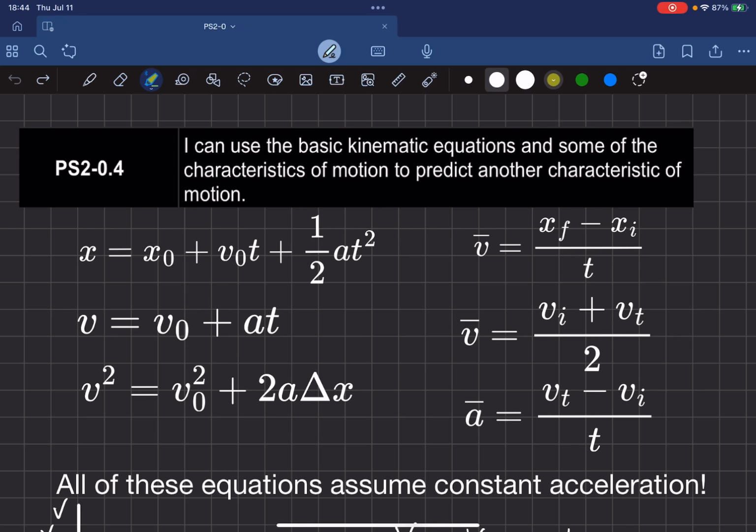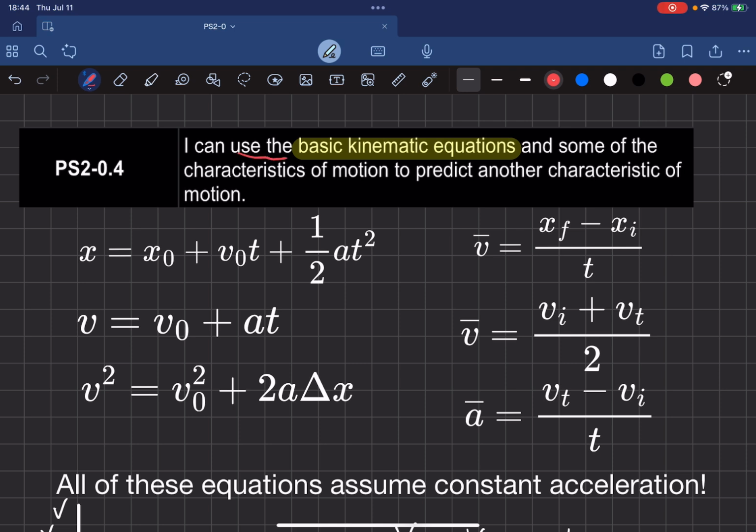Let's talk about the classic kinematic learning objective. That is, I can use the basic kinematic equations and some of the characteristics of motion to predict other characteristics of motion. What exactly do I mean by these characteristics of motion? So we've already learned them: velocity, acceleration, position, or displacement. Those are the characteristics.